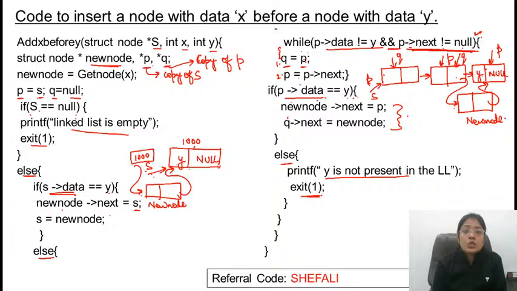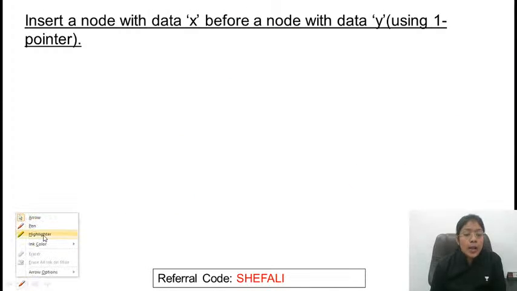So this is the code with two pointers. In this case, order of instructions doesn't matter. Is this clear? After this, we will be discussing one more code for adding a node with data x before a node with data y with one pointer. First of all, give me a confirmation if this point is clear. This code is clear. Yes? Very good.